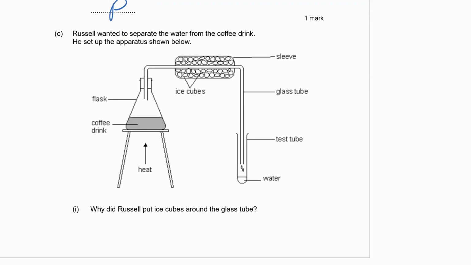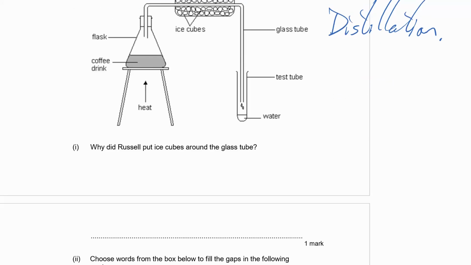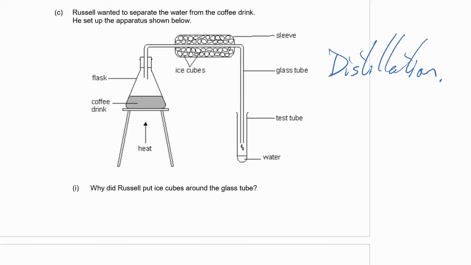Next question. He wanted to separate the coffee mixture and the coffee solution and the water. So he did distillation, that's what this thing is called. Okay, and you've got this cold jacket here, or a condenser.